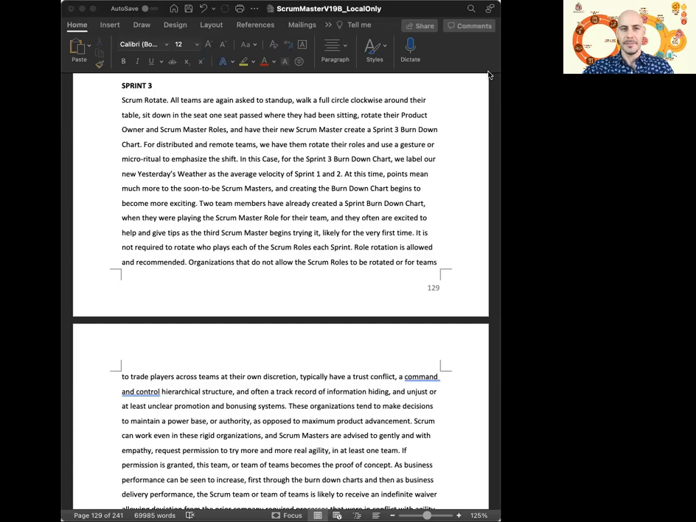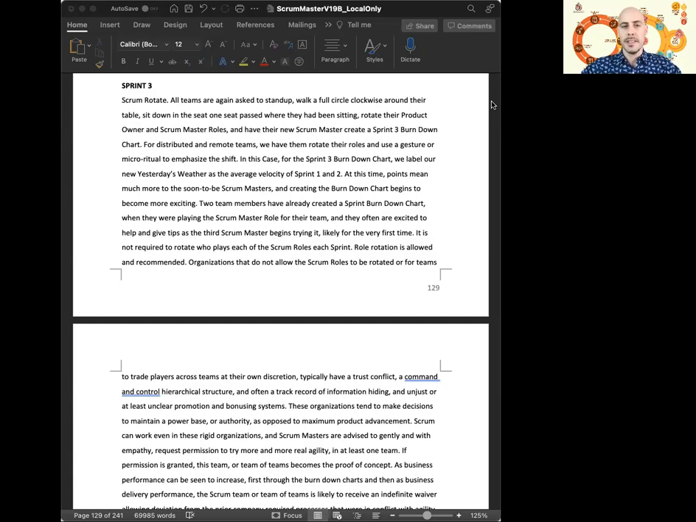Sprint 3. Scrum rotate. All teams are again asked to stand up, walk a full circle clockwise around their table, sit in the seat one seat past where they had been sitting, rotate their product owner and Scrum Master roles, and have their new Scrum Master create a Sprint 3 burn down chart.